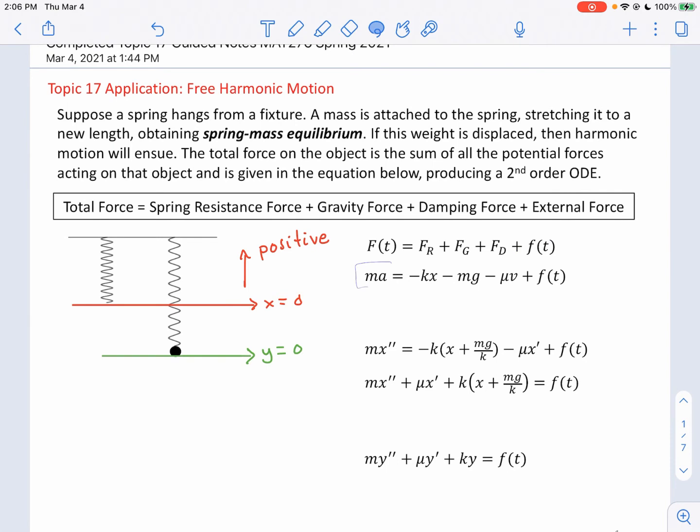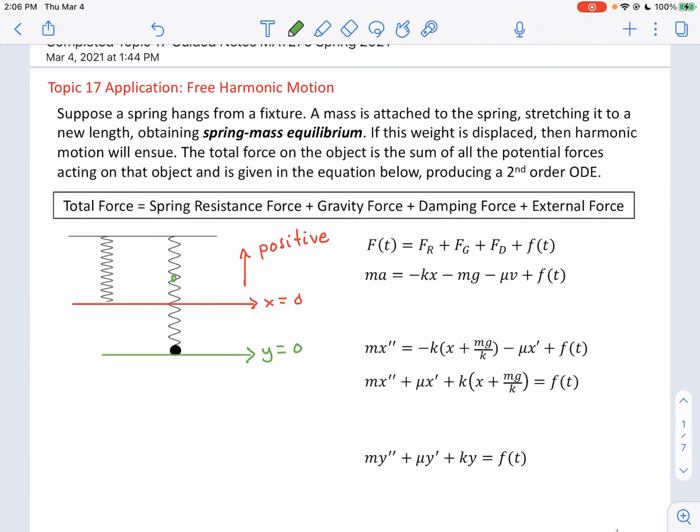Now, Newton's law says that the total force is mass times acceleration. The force due to spring resistance is going to be a constant times x, and negative, because it's always acting in the direction opposite of x. So let's say that you're up here, then x is positive, and the spring is going to exert a negative force. It's going to try to push the object back down. But if your object is below x equals 0, then the spring is trying to exert a positive force to bring it back to that location.